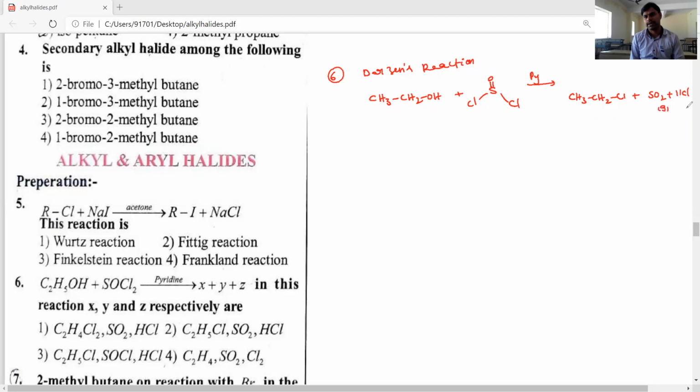Sulfur dioxide gas and hydrochloric acid gas will form. So the answer is C2H5Cl plus SO2 plus HCl. The second option is correct, the X, Y and Z products.